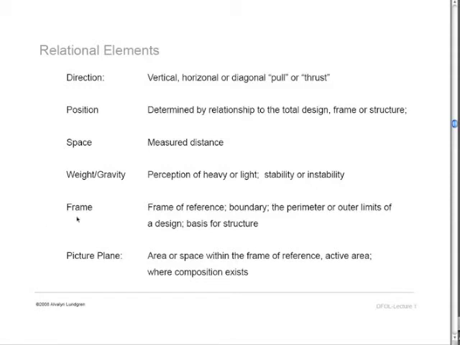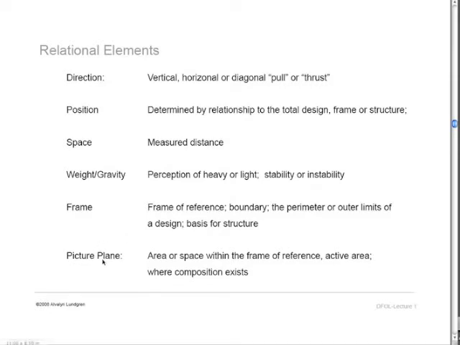A frame is actually the perimeter of the design space. It's the edge of the paper you work on. It is the limits of the web page that you're designing. The frame is the perimeter or the boundary. It's like the fence around the area. It is the basis for the structure. So we'll talk about a picture plane. We'll talk about framing and composition given a frame of reference.